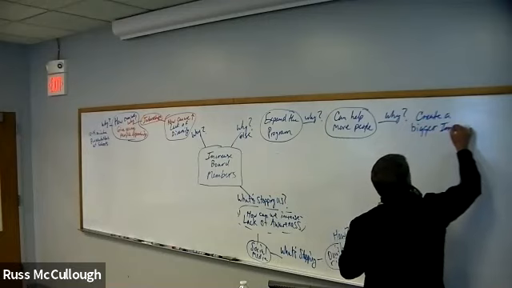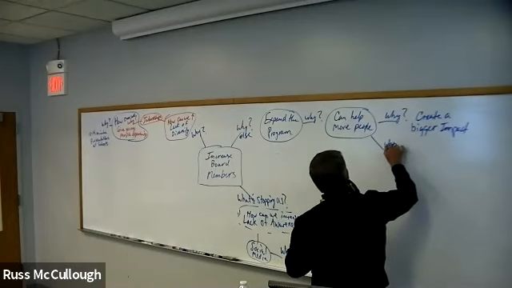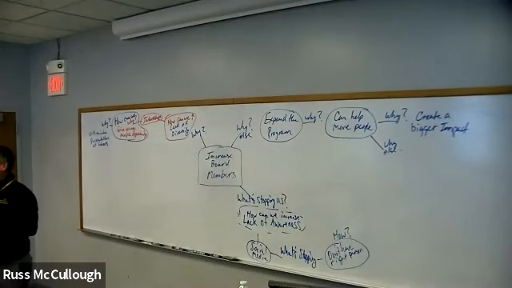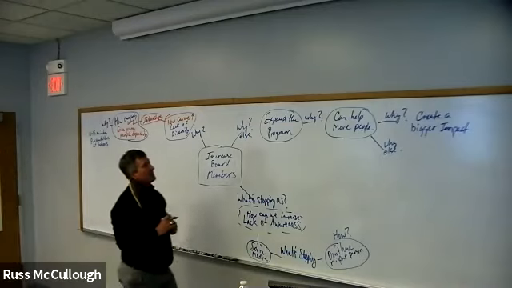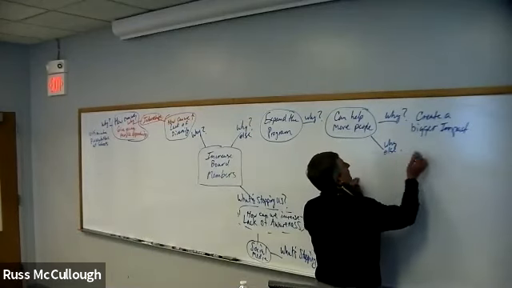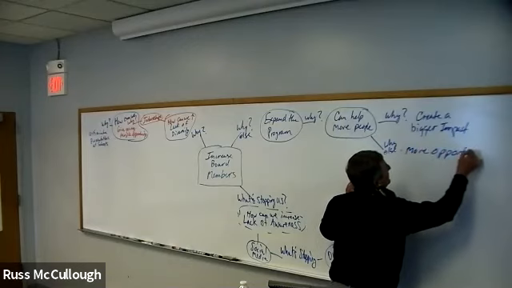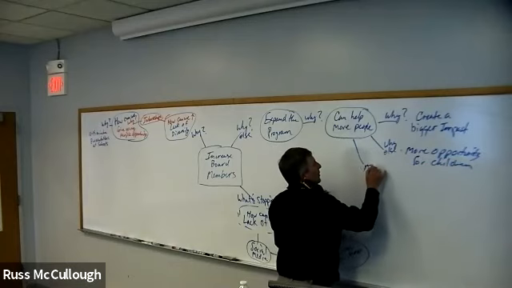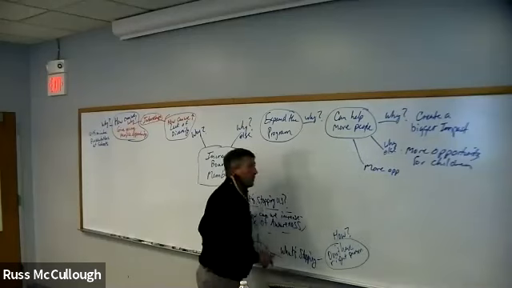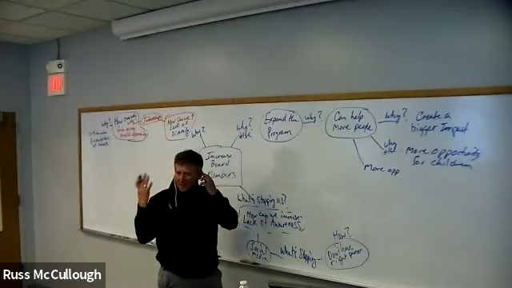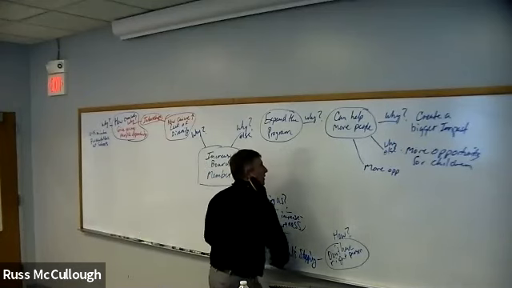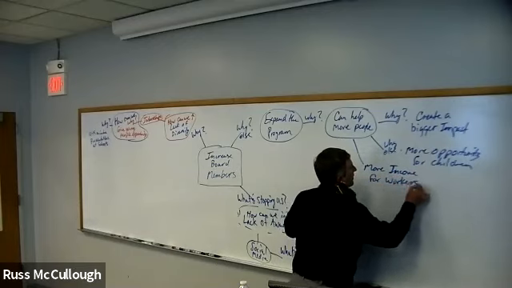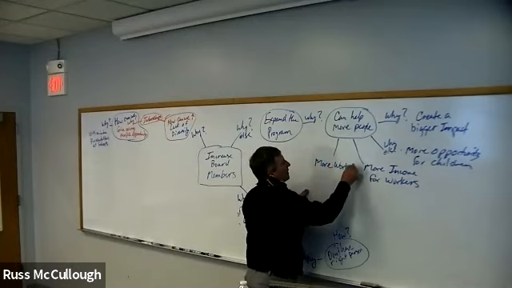Why else? I want to branch off this. Why else? Can help more people. It doesn't have to stop with one branch. Give more opportunities, more opportunities for the children and the workers. So maybe we'll make two of those. More opportunity for children. More income for workers, like creating more jobs, or fair pay. And then I'm thinking a separate one is more workers to work.